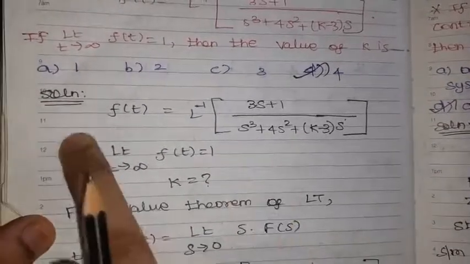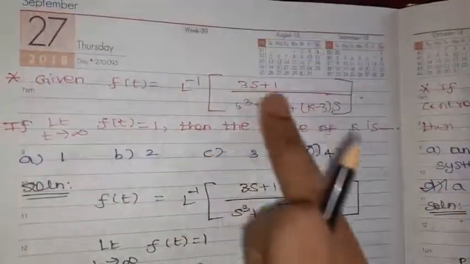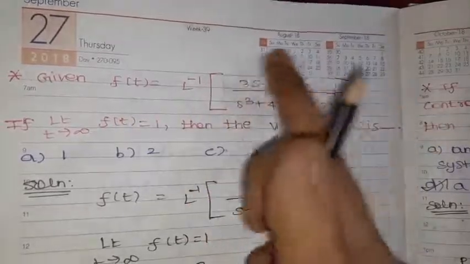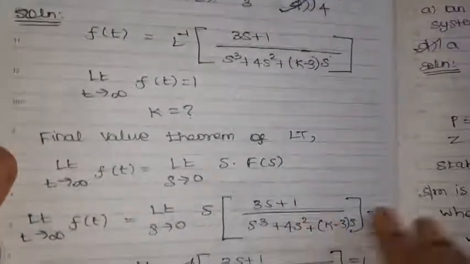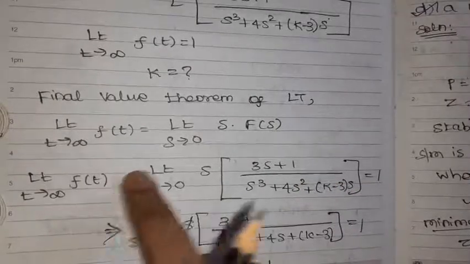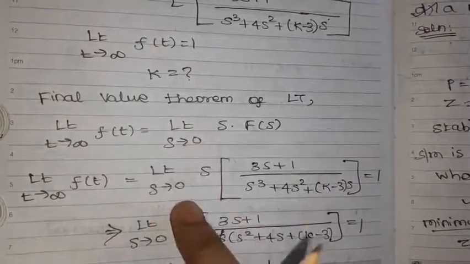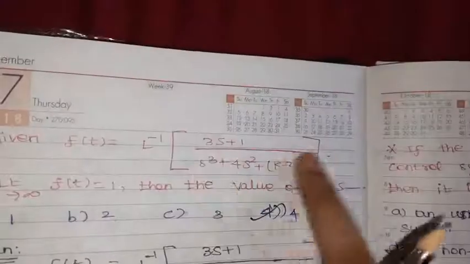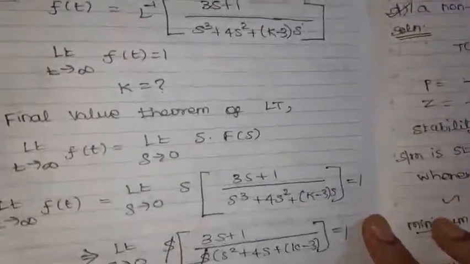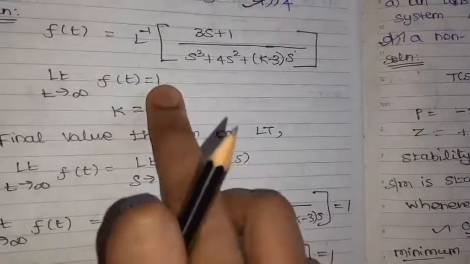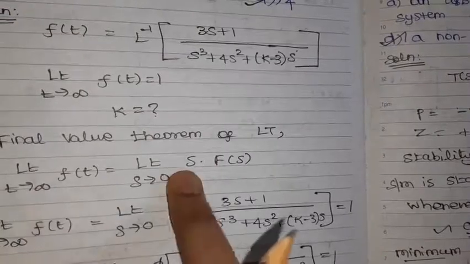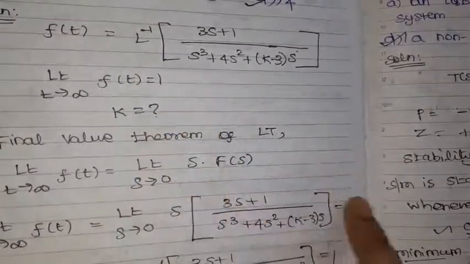This value is equal to 1. Then we need to find out the k value from the given F(t). This is the Laplace F(s) value given. So the limit as t tends to infinity of f(t) is nothing but the limit as s tends to 0 of s times F(s). F(s) is the given expression, which is equal to 1.